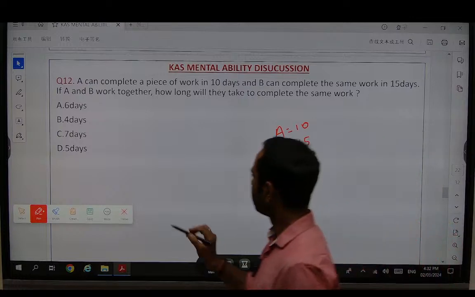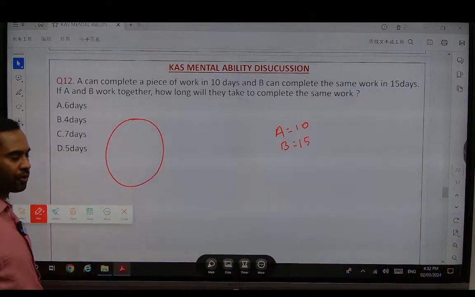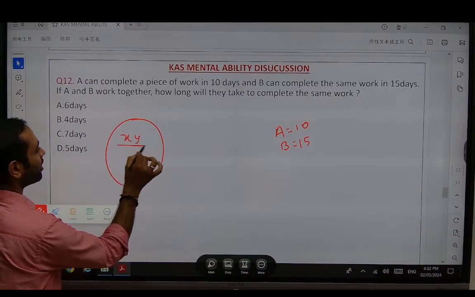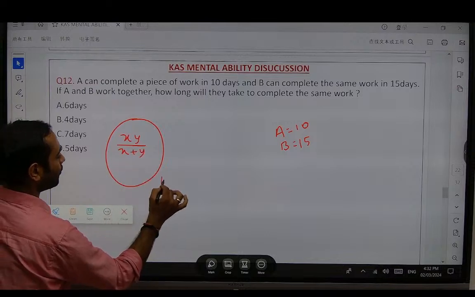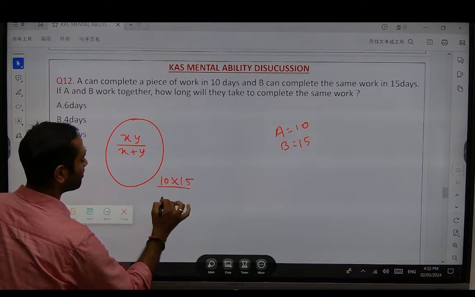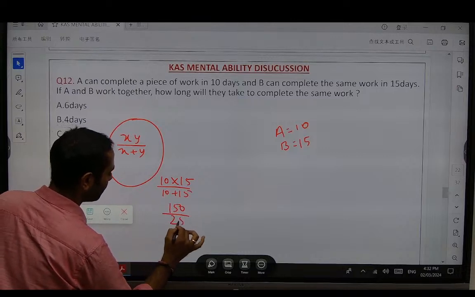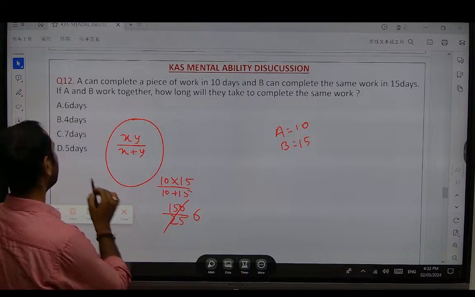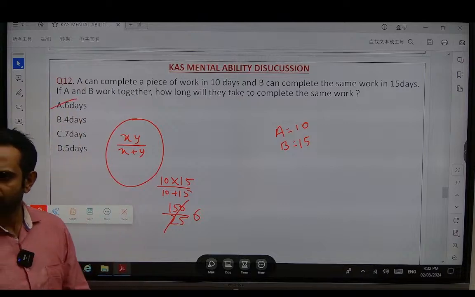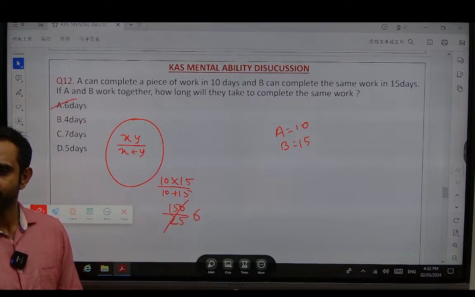Now, there will be a few people on YouTube who will tell, sir, xy divided by x plus y. So 10 into 15 divided by 10 plus 15. So it will be 150 divided by 25. It will be nothing but 6. Correct answer. What if 3 persons are there? Next question. Then change the formula, sir.